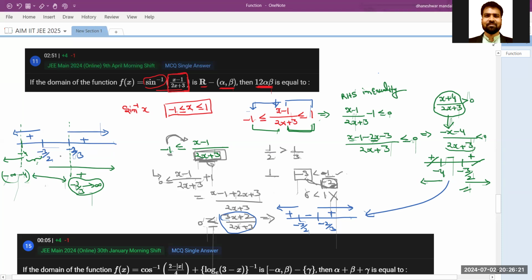Minus 4 to minus 2 by 3. Okay. So this is an interval. So alpha is nothing but minus 4 and beta is nothing but minus 2 by 3. Because if I take any value between this region, then the condition will not be satisfied.